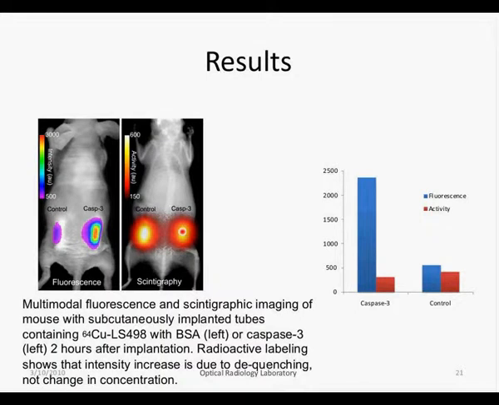So by doing the ROI analysis, we can see that the caspase 3 tube had much higher fluorescence, but relatively the same amount of activity. And we can even use that activity, because we know that that's per molecule, to look at the activated versus the inactivated ratio, and we've got a ratio of 5.6, so almost 6-fold higher fluorescence in the caspase-containing tube.